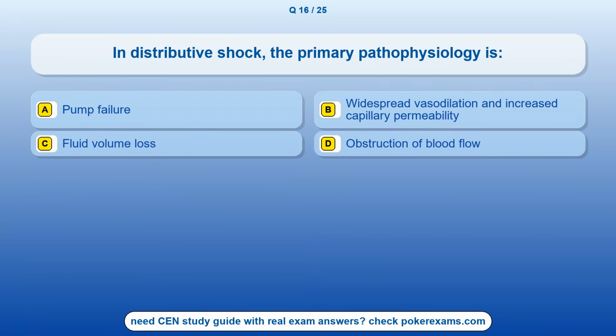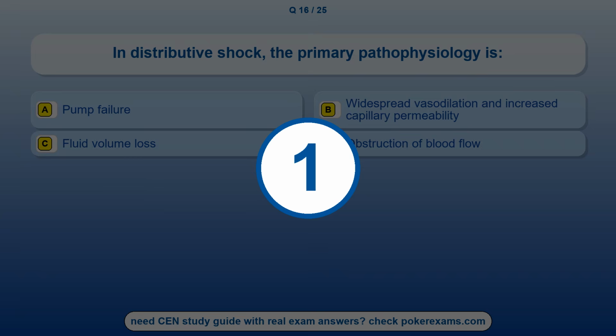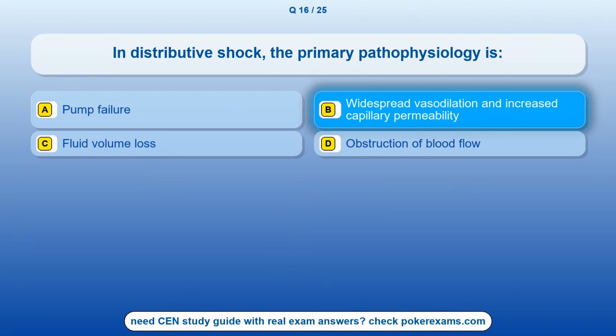Question 16. In distributive shock, the primary pathophysiology is option A, pump failure, option B, widespread vasodilation and increased capillary permeability, option C, fluid volume loss, option D, obstruction of blood flow. The correct answer is option B, widespread vasodilation and increased capillary permeability.